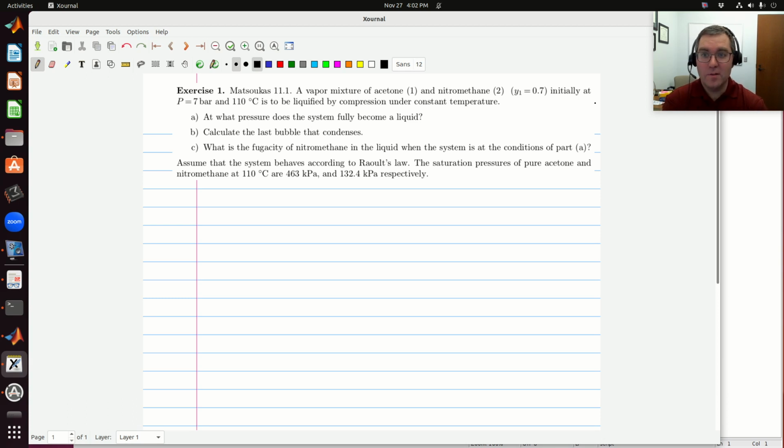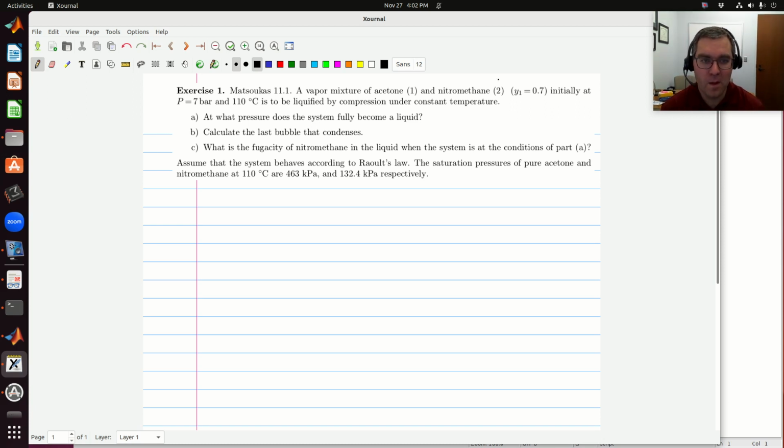All right, let's go ahead and solve problem one. I think problem one has a typo in it, but it's okay. We're still going to solve it and learn a lot from it. So we have a vapor mixture of acetone and nitromethane. We're told Y1 equals 0.7, initially at a pressure of 7 bars and 110 degrees C, which is to be liquefied by compression under constant temperature.